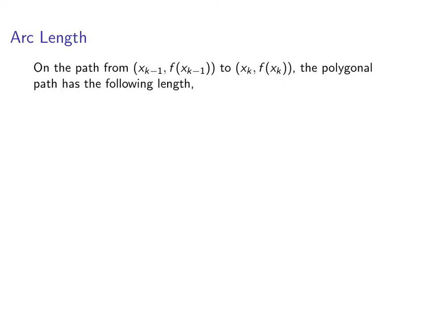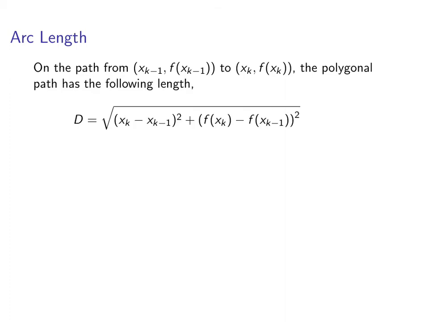So on a single line segment, that is the path from x sub k minus 1, f of x sub k minus 1 to xk, f of xk, the polygonal path has this length. We'll just call it d. And it's equal to the square root of the differences between the x's squared plus the differences between the y's squared. This is just the Pythagorean theorem in action. So it's the square root of (xk minus x sub k minus 1) quantity squared plus (f of xk minus f of x sub k minus 1) also squared. And then we take the square root of the whole thing.